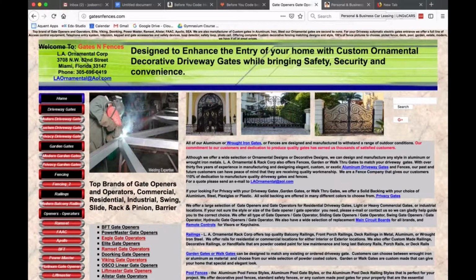Sure. I would encourage the studio audience to please take a look at these on your phone or your tablet, as you're looking at it here in the browser. What you're going to see is Gates and Fences has absolutely no mobile compatibility whatsoever, whereas Lings Cars has a whole different website experience on your phone. So that's one of the obvious differences. But generally speaking, it's this.